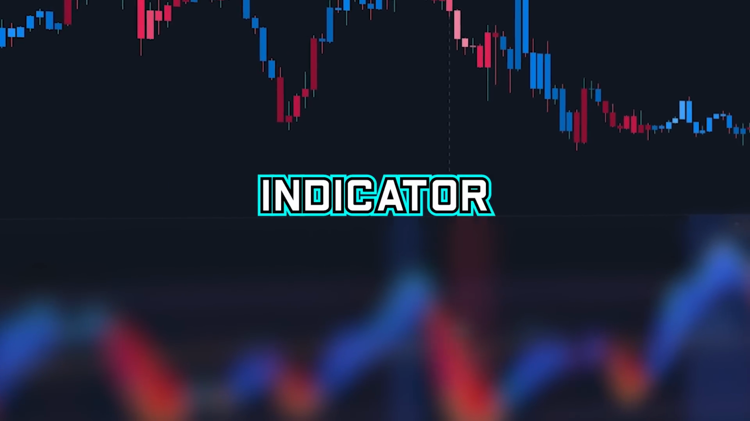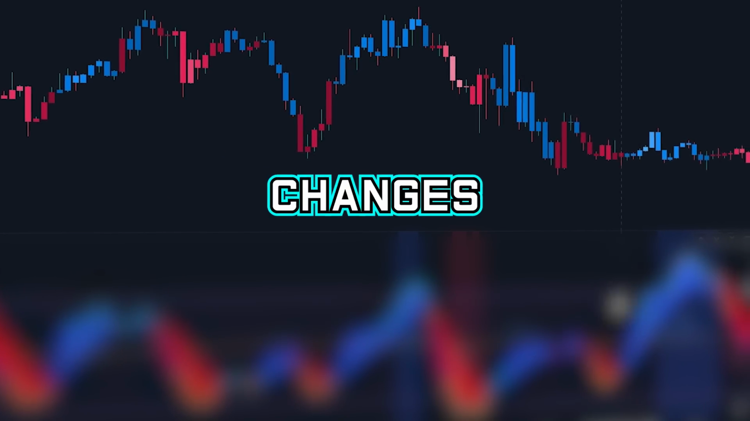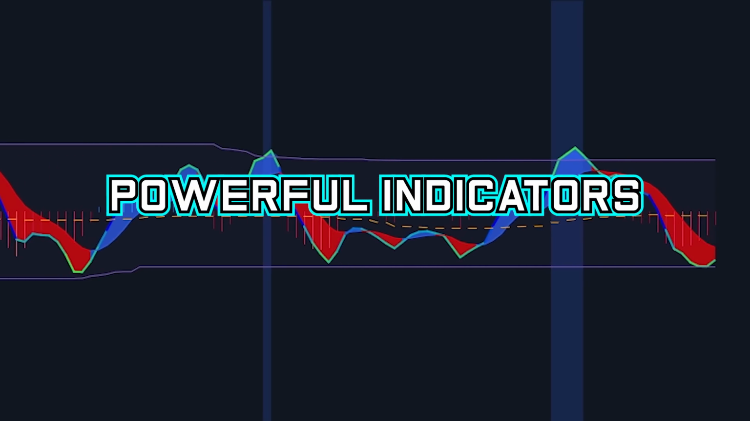This highly accurate indicator provides buy and sell signals, and is able to perfectly show us possible trend changes. The indicator we are talking about is the SMI MFI indicator. This indicator combines two extremely powerful indicators.